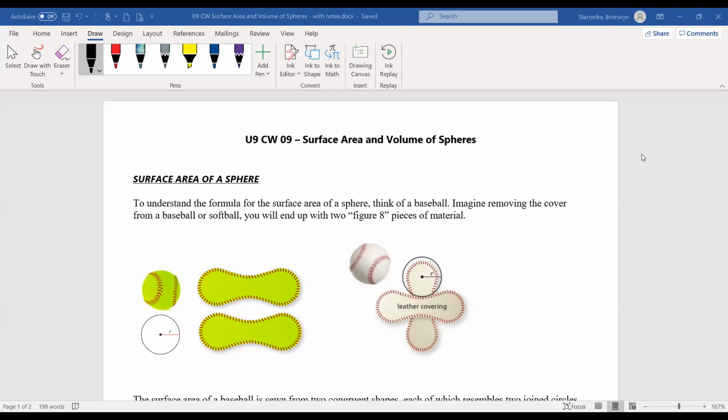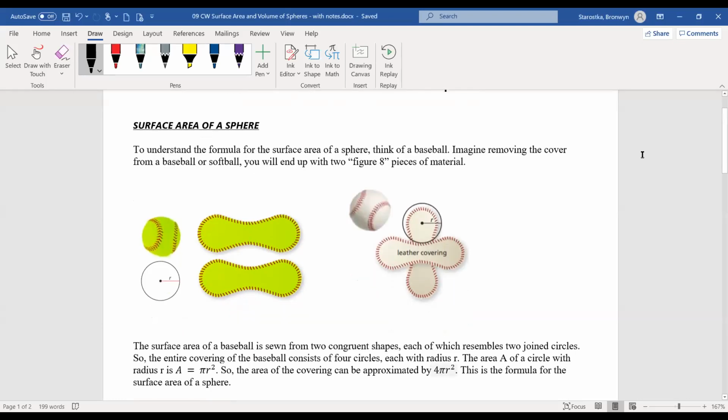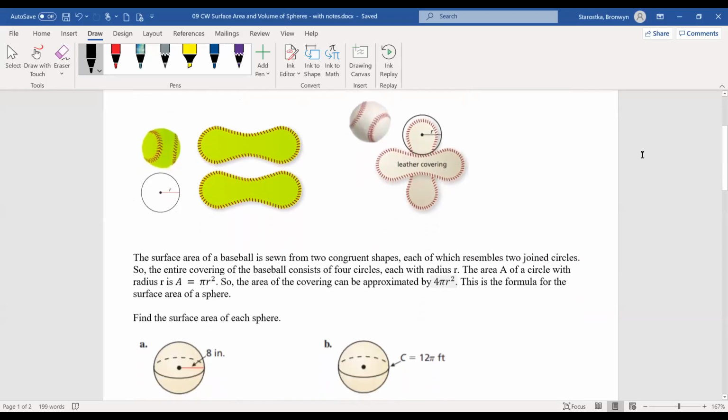What if we remove the cover from a baseball or a softball? You're going to end up with two sort of figure-8 looking pieces of material. The surface area of a baseball is sewn from two congruent shapes, each of which resemble two joined circles. So the entire covering of the baseball consists of 4 circles, each with radius r.